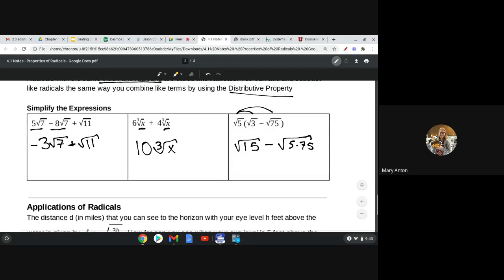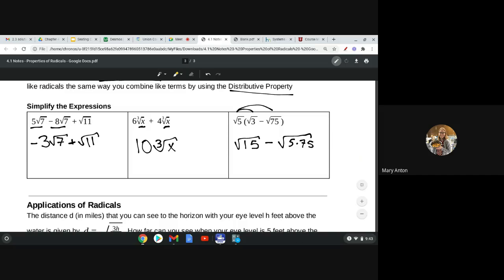Because we can simplify this one a little bit farther if we wanted to. But square root of 15 doesn't simplify, does it? No. There aren't any perfect squares in 15, so that's done. There is a perfect square in 5 times 75. All right, y'all. This is really 5 times 5 times 25. Do you see this? No, it's not. What am I saying? That's a great question. 75 is 25 times what, y'all?